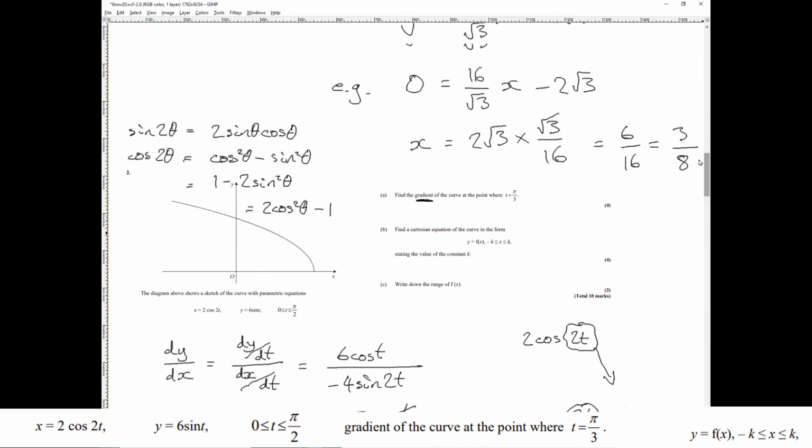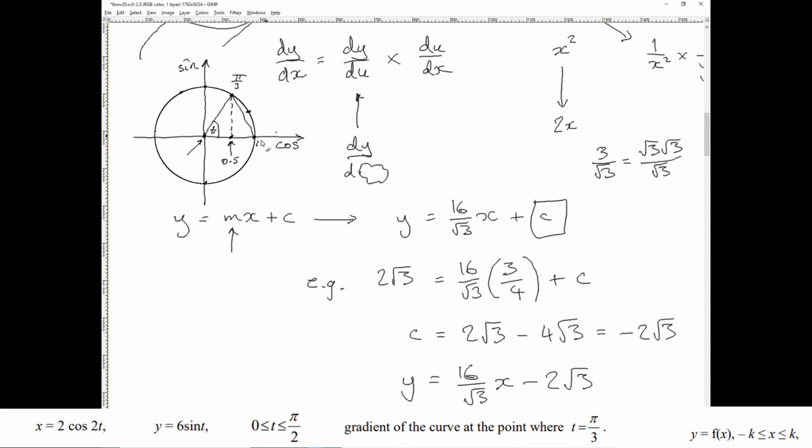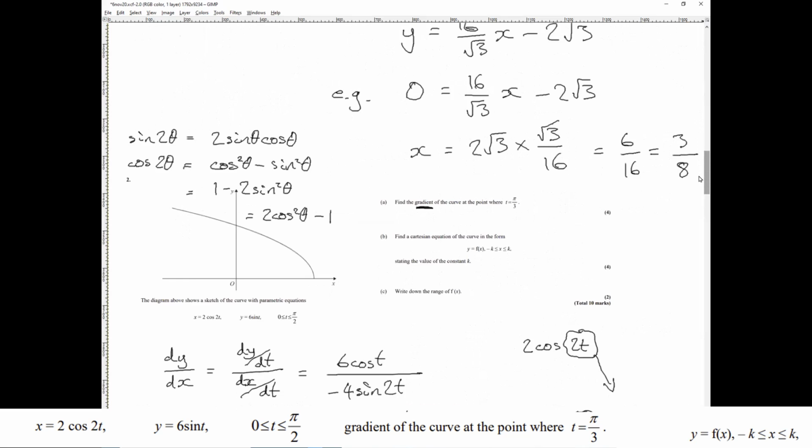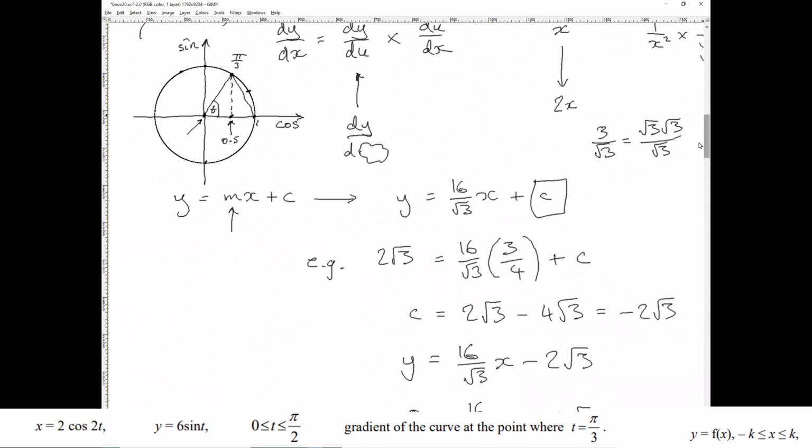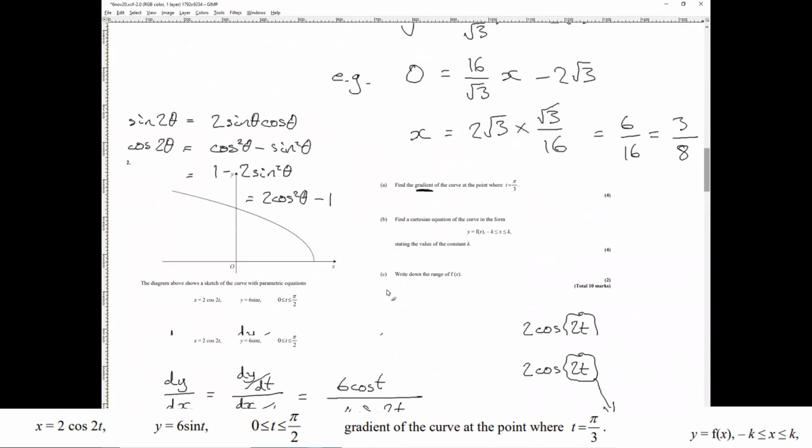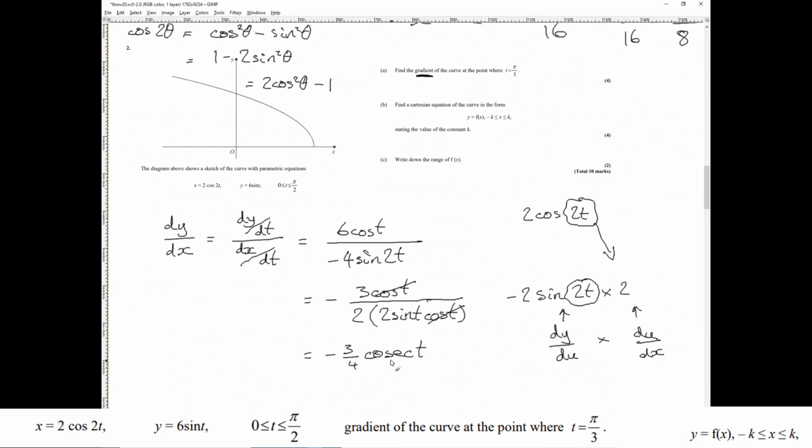So going back to the unit circle, pi over 3, same diagram. The sine was root 3 over 2, and cos was a half. We don't need that though, because we cancelled the coses. So if sine is root 3 over 2, cosec is 2 over root 3.